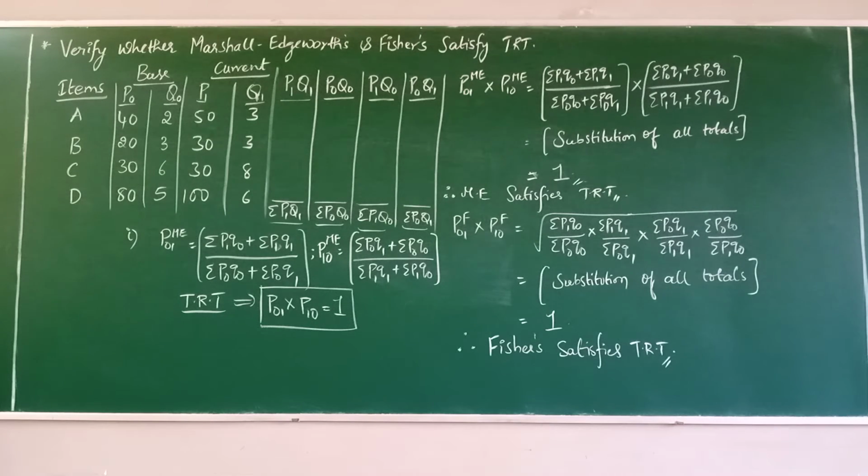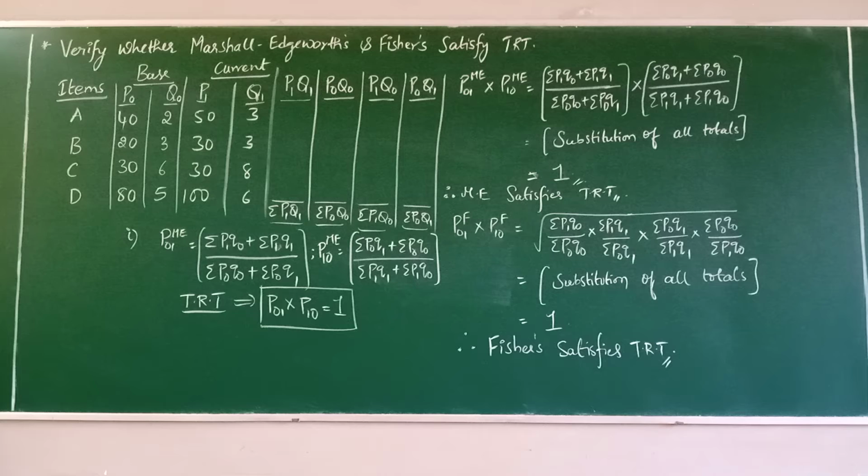So P10 equals summation P0Q1 plus summation P0Q0, and summation P1Q1 plus summation P1Q0. Look at the original formula and then write the time reversal; just interchange. That is the reversal Marshall-Edgeworth formula: P10 equals summation P0Q1 plus summation P0Q0 divided by summation P1Q1 plus summation P1Q0. As you all know, in tests for adequacy of index numbers, 100 we need not multiply. 100 is used when we want to compare the price level, base quantity level or the value level.